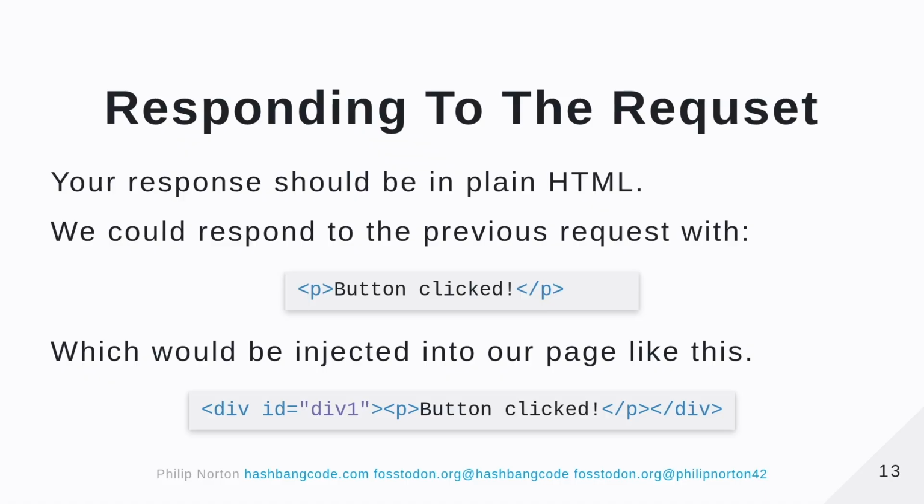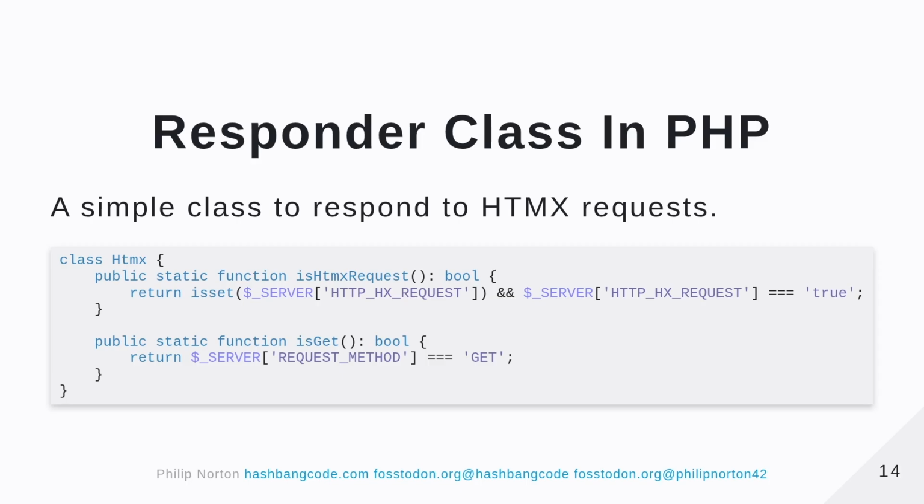So when we respond to the request, we respond in plain HTML. So if we respond with a p tag with button clicked inside it, then our div would end up looking like this with button clicked in it.